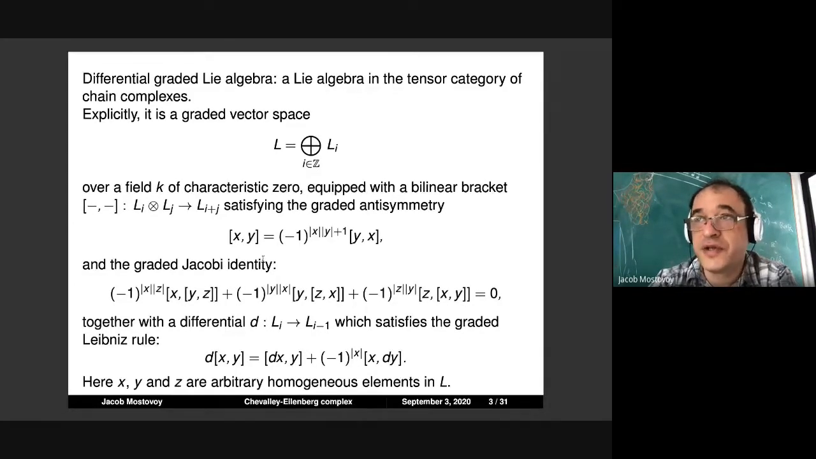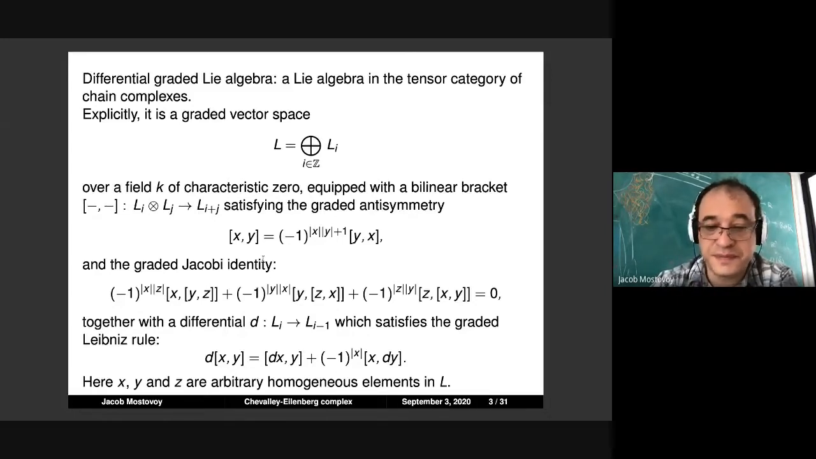So all things multilinear work in the same way as for vector spaces, with the only difference that we have this funny braiding, I mean, the braiding which interchanges factors in the tensor product. In the differential graded case, in the case of chain complexes, it involves some signs. So the definition of a Lie algebra in this category requires some funny signs all over the place.